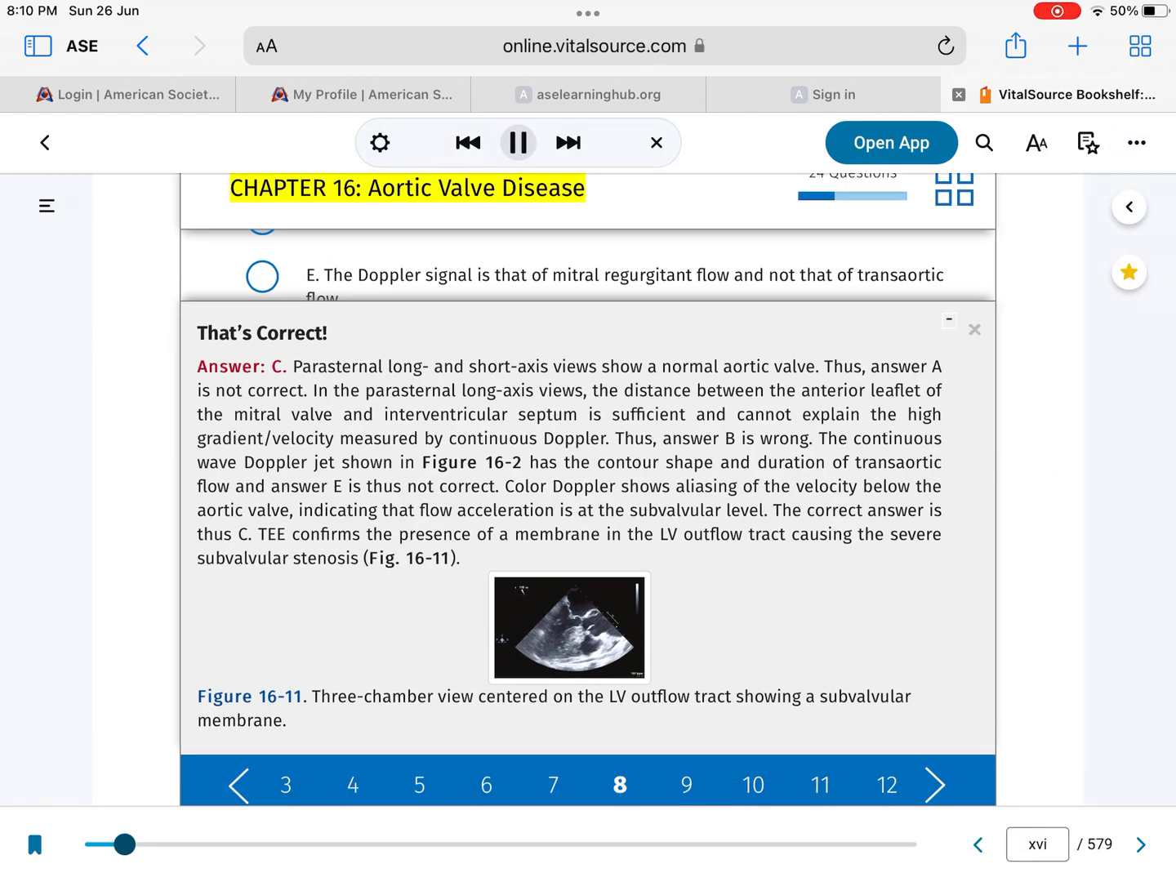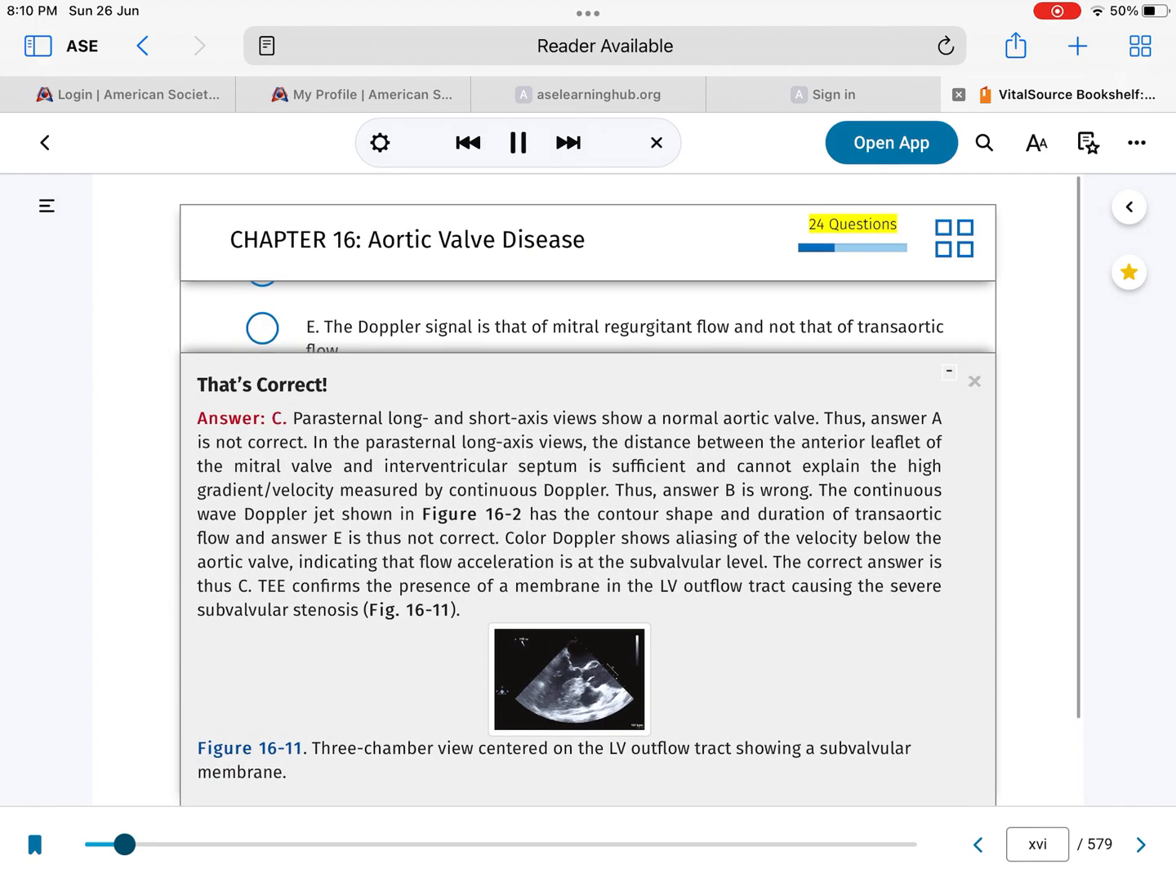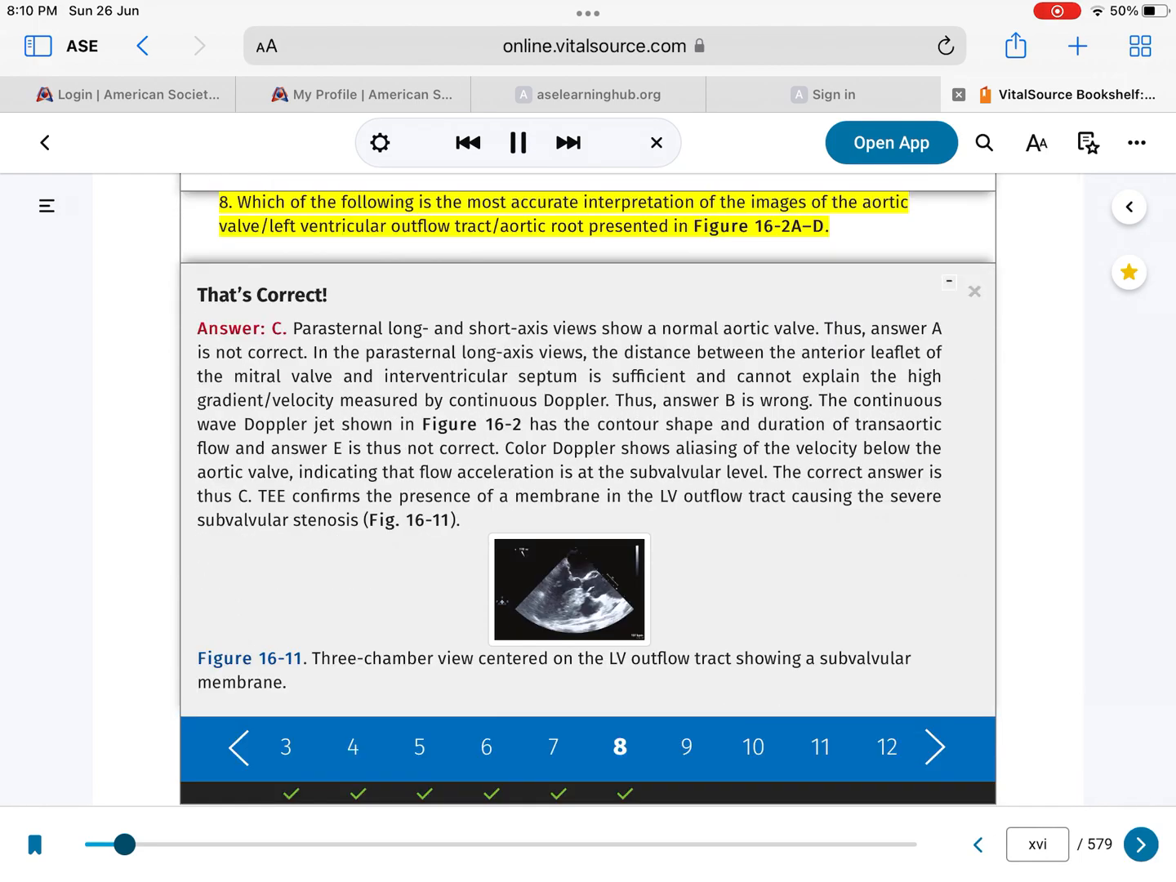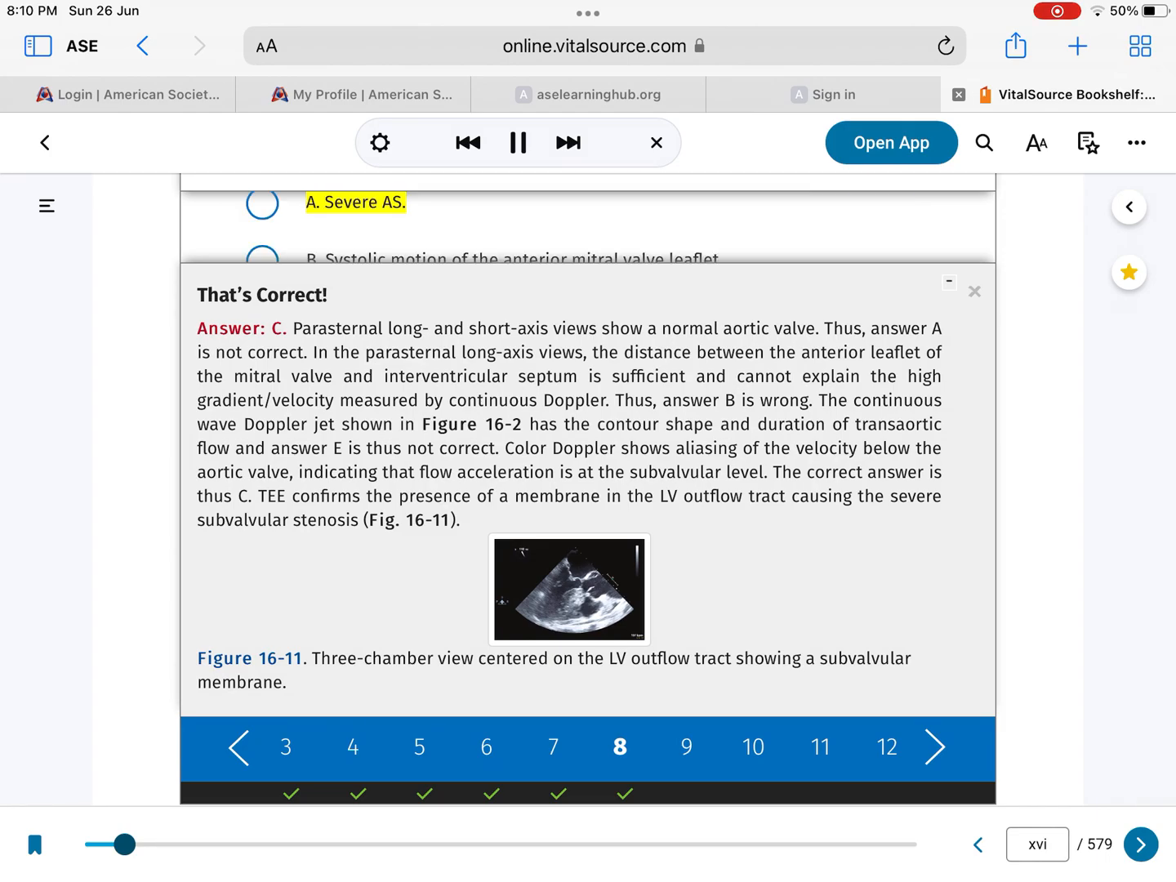Chapter 16. Aortic valve disease. 24 questions. 8. Which of the following is the most accurate interpretation of the images of the aortic valve, left ventricular outflow tract, and aortic root presented in Figure 16-2 A-D? A. Severe AS. B. Systolic motion of the anterior mitral valve leaflet. C. Severe subaortic stenosis. D. Severe supra-aortic stenosis. E. The Doppler signal is that of mitral regurgitant flow and not that of transaortic flow.